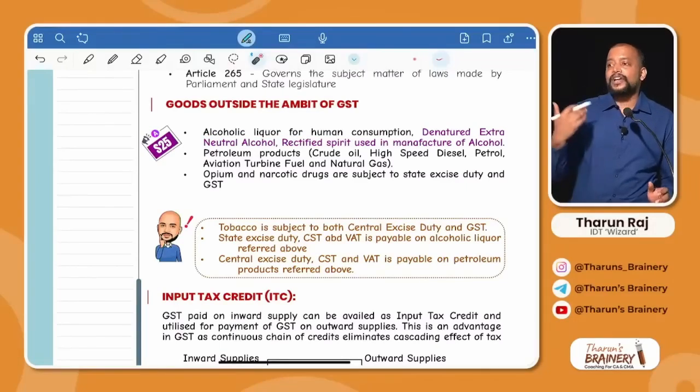What is that? Alcoholic liquor, all types of alcohol is excluded. Beer, rum, whiskey, brandy, gin, etc. Every kind of alcoholic liquor is excluded.